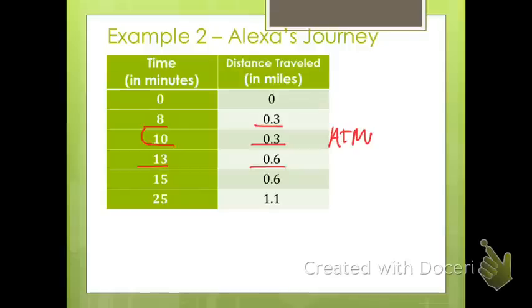And then, if you remember from the story, she spent 2 minutes talking. So she didn't move any further. So she's still at 6/10 of a mile. And then in the last 10 minutes here, she went the last little bit of the trip and made it all the way to 1.1 miles in 25 minutes. Okay, so you can see from this chart, it's not like the first one. It's not regular. She's not moving the entire time, and she's moving at different speeds on parts of the journey.